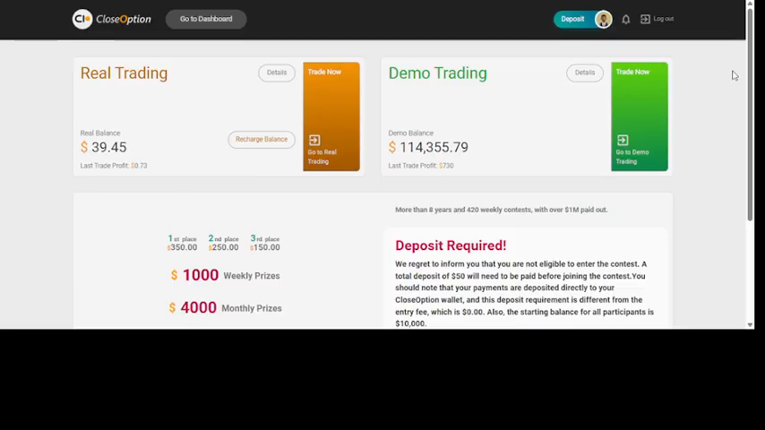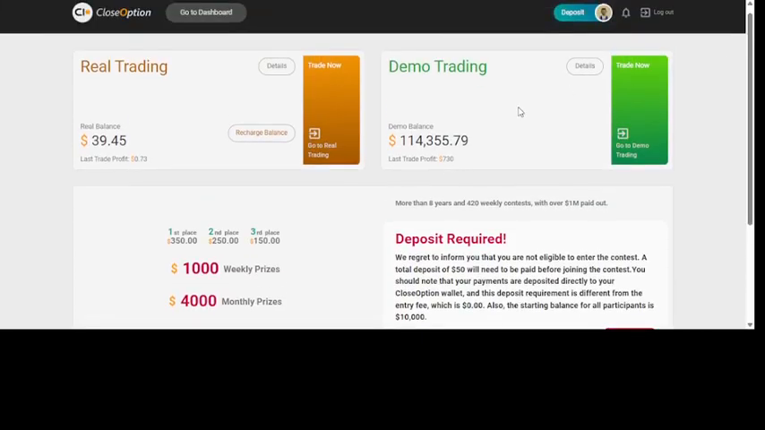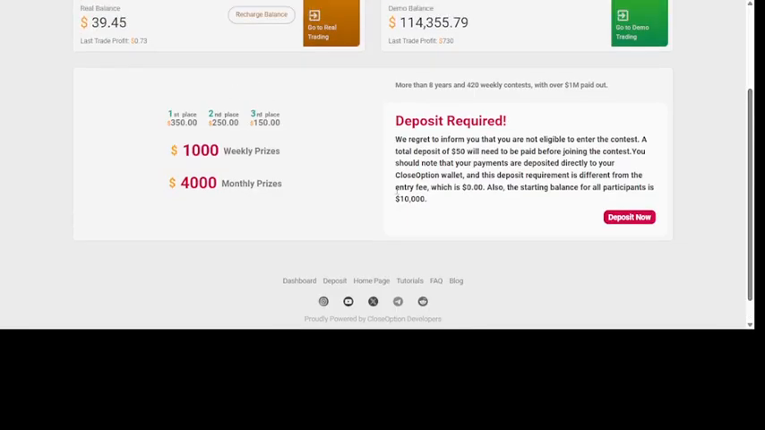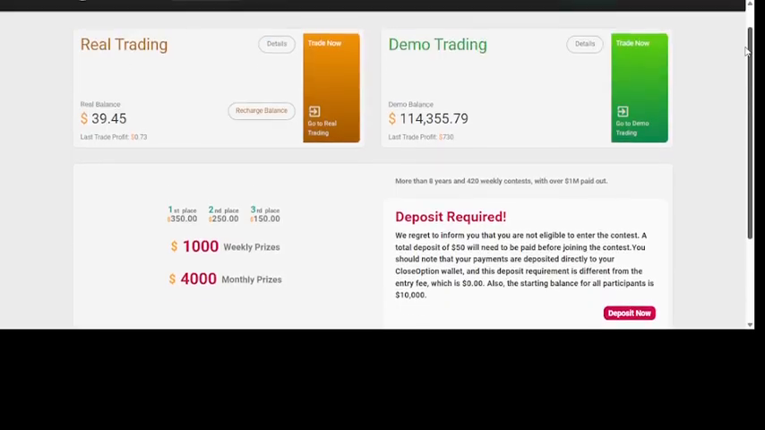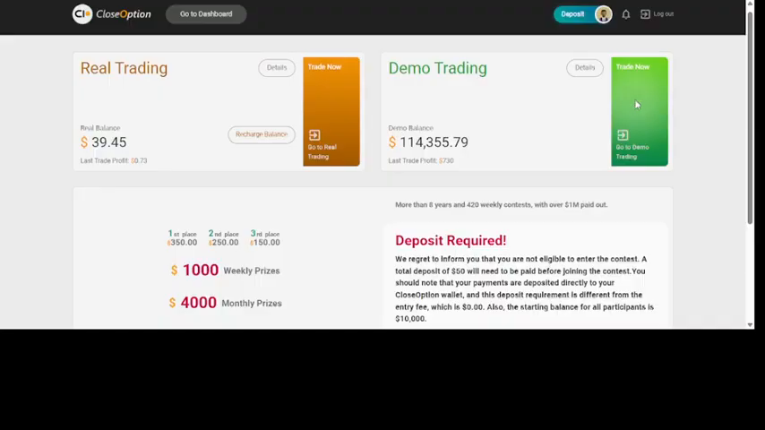Pocket Option has three different platforms available. They have a demo trading account, they have a real trading account, and down here is the contest account. They have weekly contests, first prize 350, second 250, third 150. They've been having contests for more than 8 years, a total of 420 weekly contests, over $1 million paid out. But we're going to be focusing on the demo platform for now. So let's load up the demo platform.